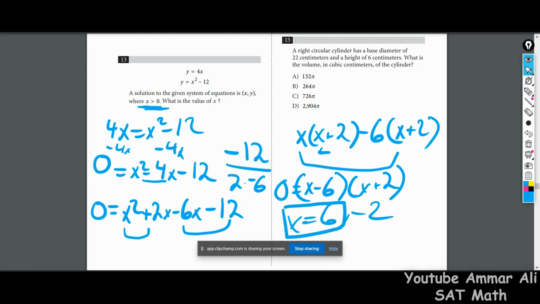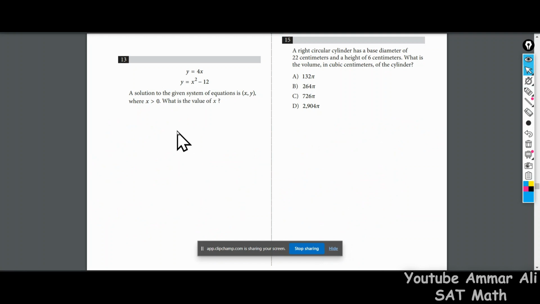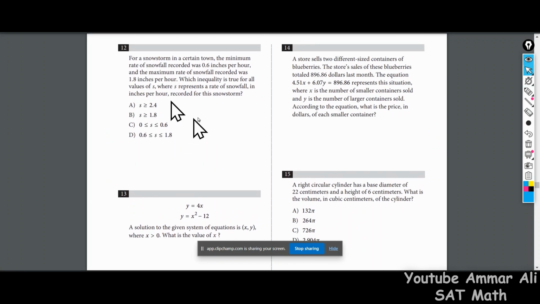Okay, now let's move on to the next problem. This is question 12, so we're given another interpretation type problem where we need to interpret what they're telling us. We need to figure out how to write out the inequality they're giving us. They're saying the minimum was 0.6 inches per hour, and the maximum was 1.8 inches per hour. So that should be the bounds of our inequality.